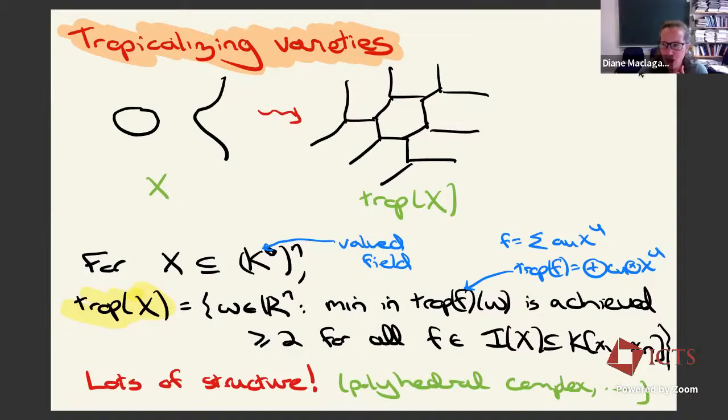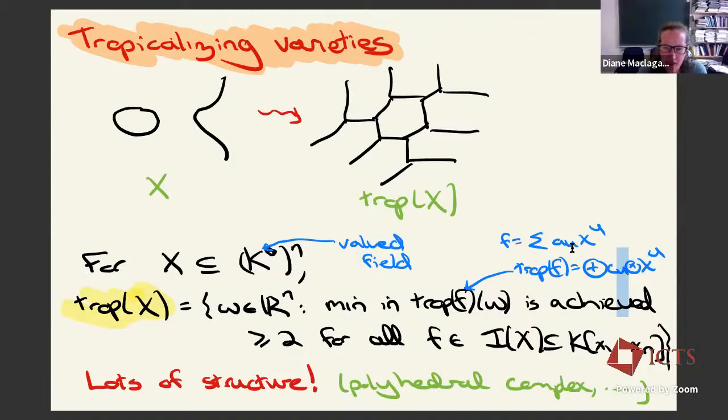So the tropicalization of X is, I just start with a usual polynomial F, and I tropicalize it by turning addition into tropical addition, multiplication into tropical multiplication, and taking the valuation. Sorry, there's another typo, it's not good. That should be the valuation of my coefficient A_U. So C_U here is the valuation of A_U.